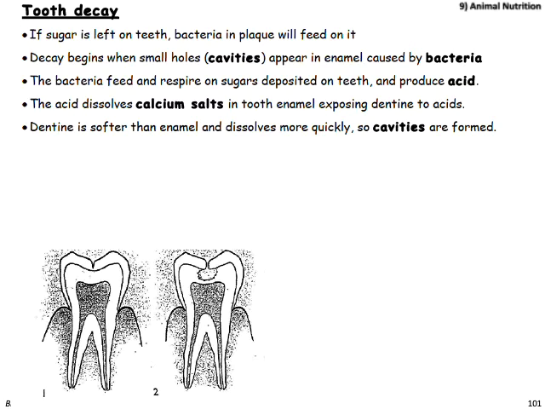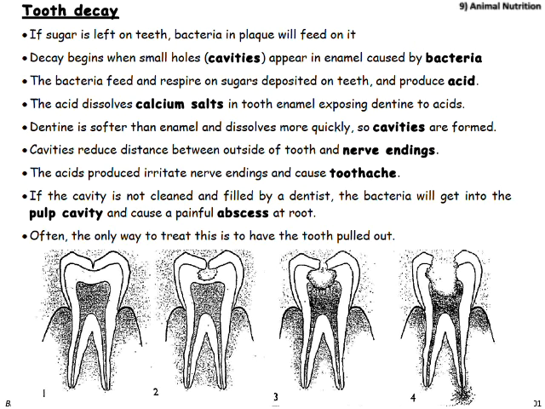You can see from the figure it starts by breaking the enamel. Once it reaches the dentine, the rate of dissolving is much faster. Then the cavities reduce the distance between the outside of the teeth and the nerve endings. So the nerve will sense any change in the mouth. The acid produced irritates the nerve endings and causes toothache.